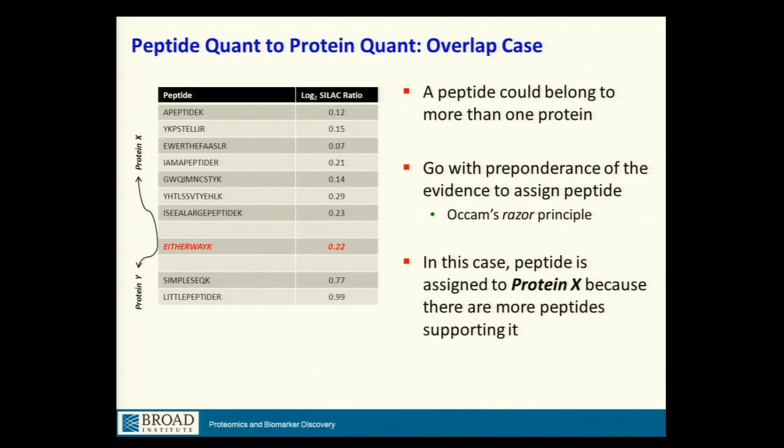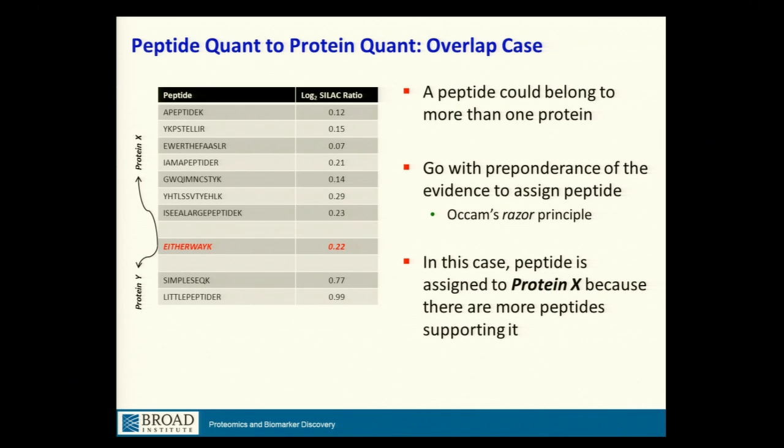Okay. Then there are cases like this where, and Carl had illustrated this before, where we have a list of peptides that belong to one protein, some other peptides that belong to another protein, Y, and then one peptide that can go either way. It belongs to both of these proteins, or at least in theory could.